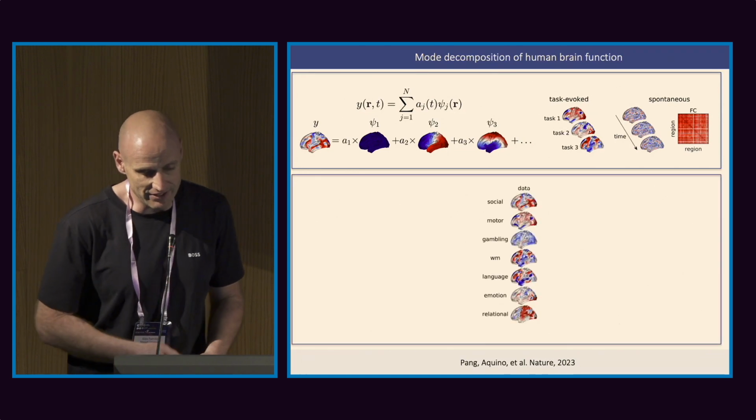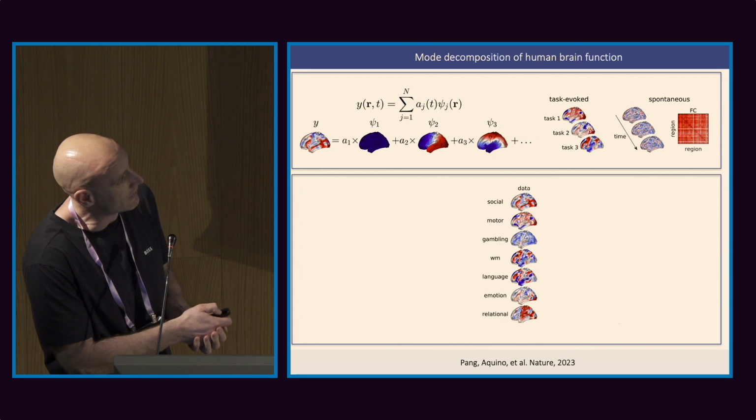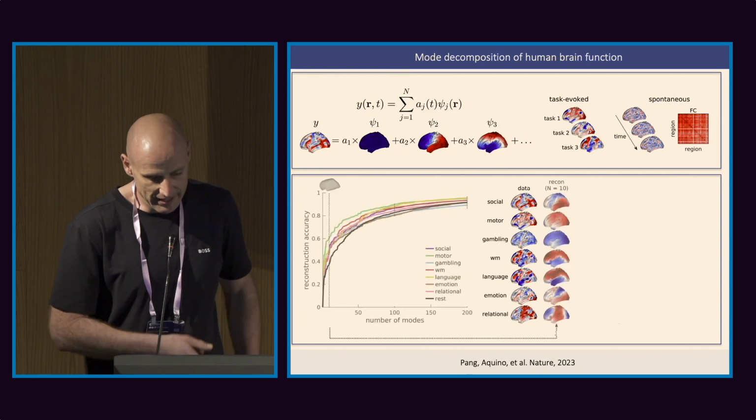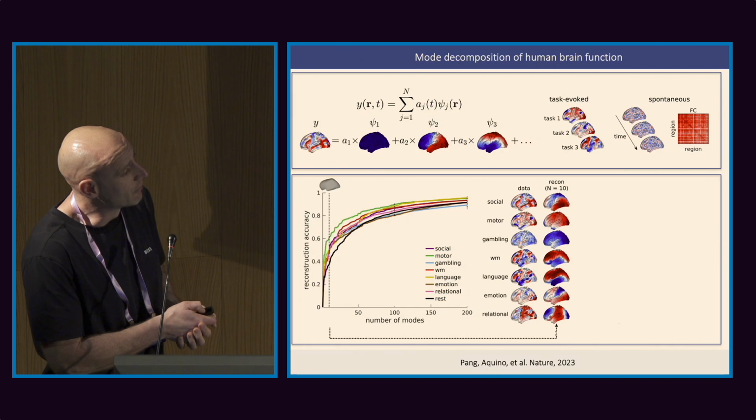So here is an example of the seven main task activation maps from the Human Connectome Project data, different tasks: social, motor, gambling, and so on. And this is how well we can reconstruct the maps.